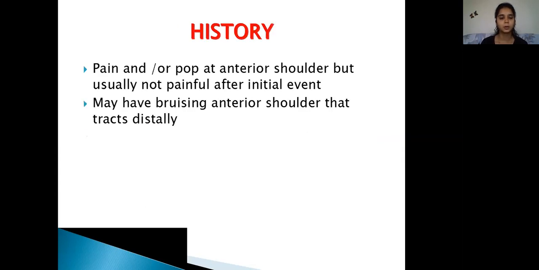Patient will have a history of a sudden pop or pain at the anterior shoulder, but it won't persist for long. It will be just present at the initial event. Maybe he'll have bruises at the anterior shoulder that will track distally.